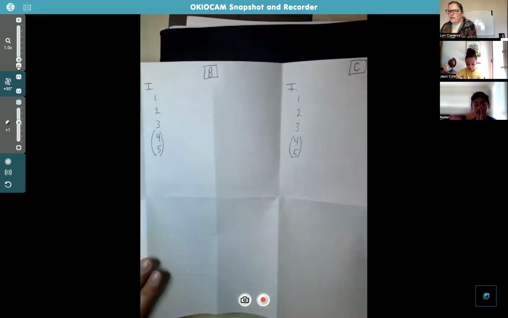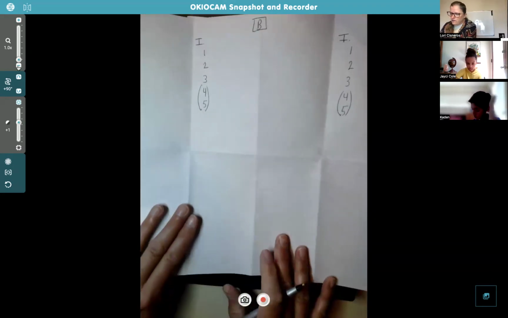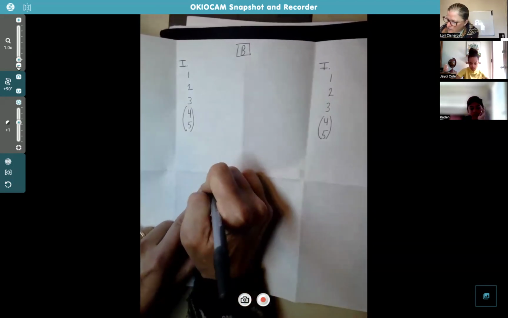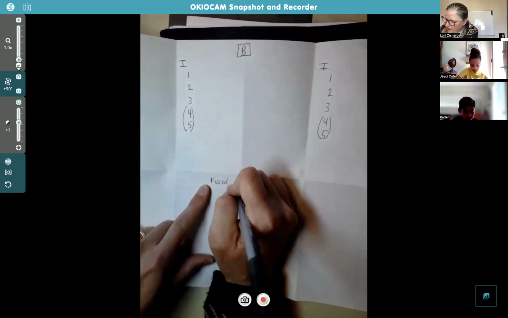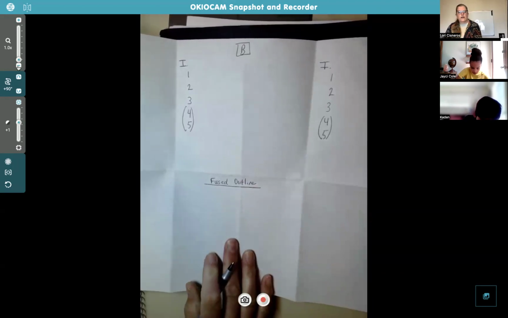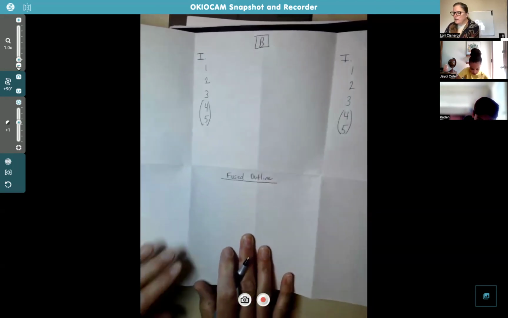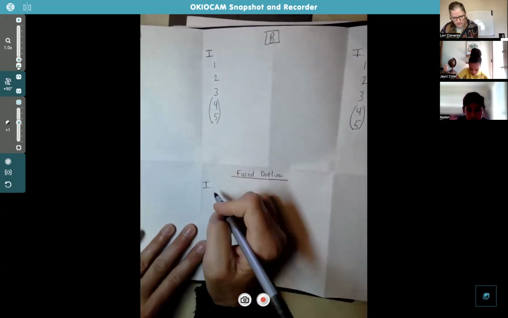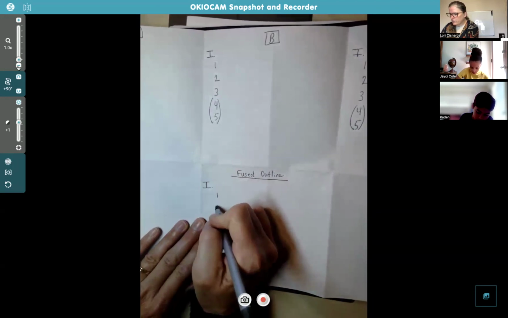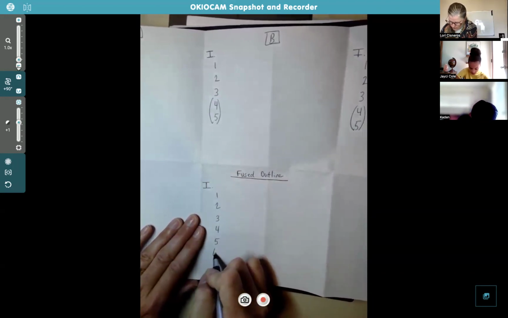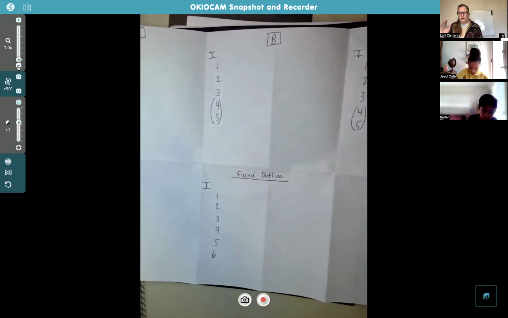Okay. And then under the B, there's a box in the middle under B right here at the bottom. This is where your fused outline is going. And underline that fused outline. And then we're going to do again Roman numeral 1. And then this time it's going to be 1 through 6. And we're not going to use any parentheses. So make sure you spread out these numbers. Don't put them too tight together. We want to spread them out a little bit. 1 through 6.